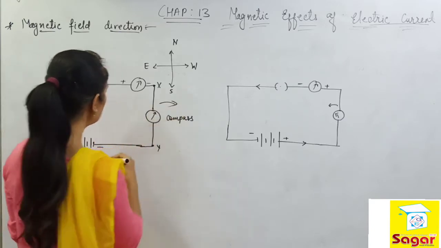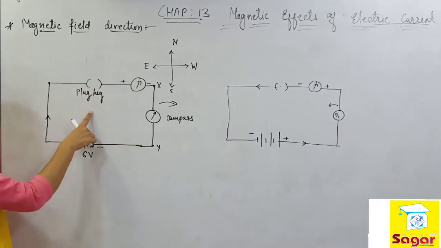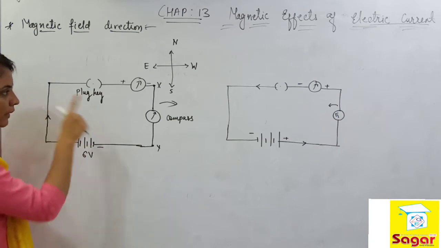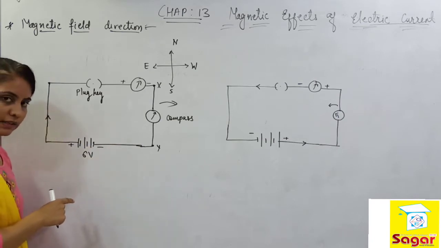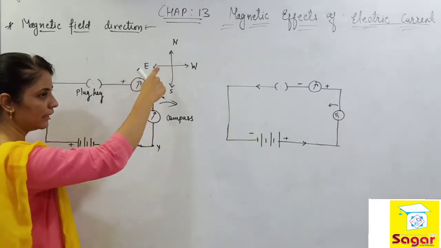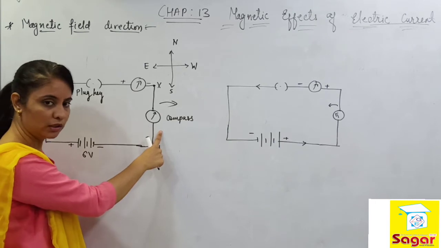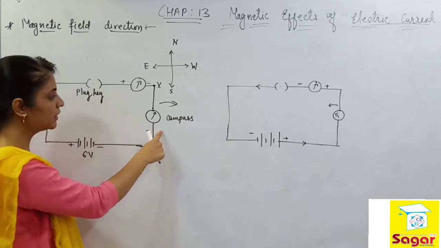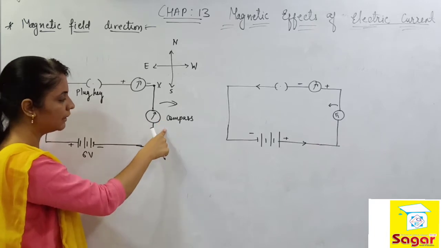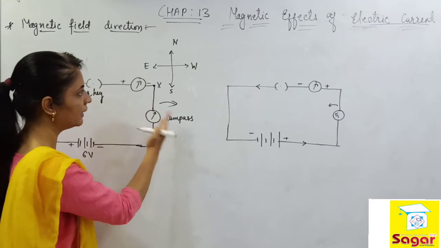So our conclusion is, whenever you put the plug key on in the circuit and provide the current in the clockwise direction, otherwise you can say whenever the current is flowing from south to north direction, then a magnetic field will be created around the current carrying conductor, that is, it produces a magnetic field, and the magnetic compass will show the deflection towards the right hand side.